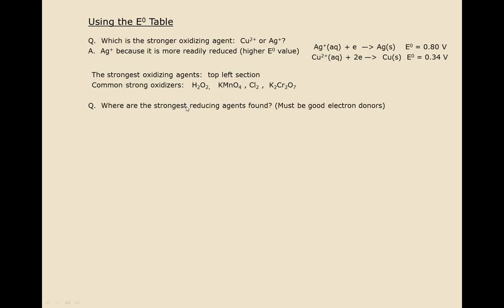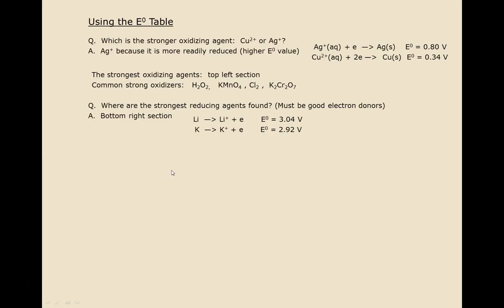The strongest reducing agents are found in the bottom right section, and the reducing agents, remember, are good at losing electrons. In other words, they're good electron donors. They give up electrons, and as we've seen, for example, lithium and potassium, written this way, are very strong reducing agents.